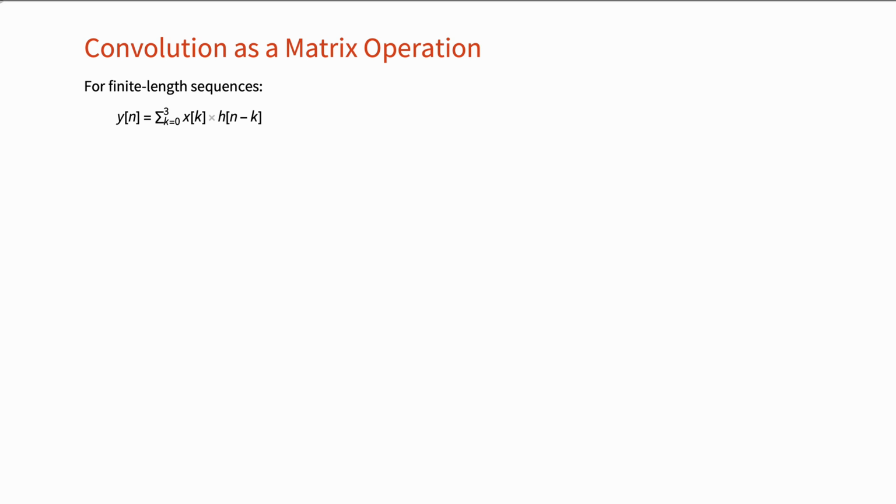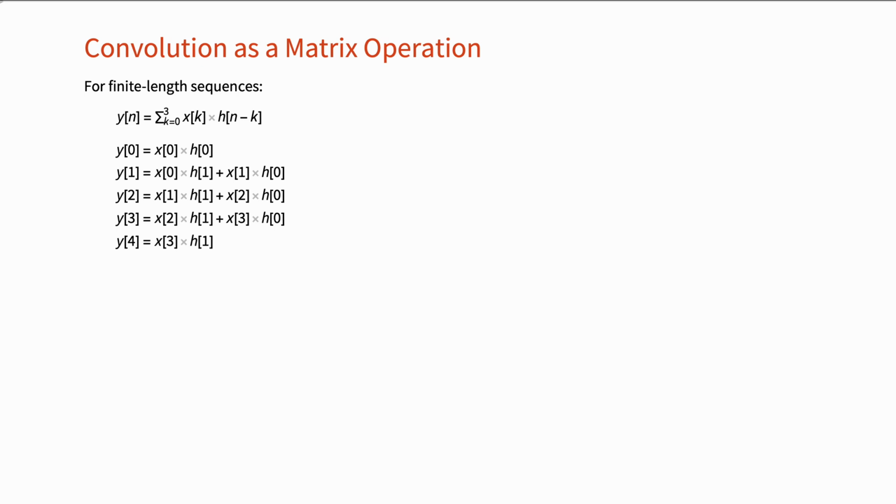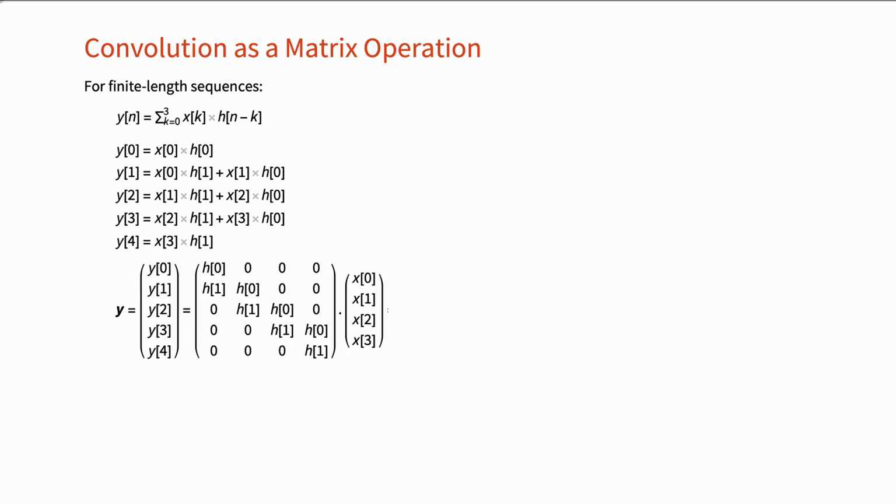For finite length sequences, convolution has an interesting and useful interpretation as a matrix operation. If we expand the summation for our previous example for each value of n, what we get is basically a system of linear equations, which we can express in matrix form. The coefficient matrix here, called H, is a Toeplitz or diagonal-constant matrix, which means that each descending diagonal from left to right is constant.